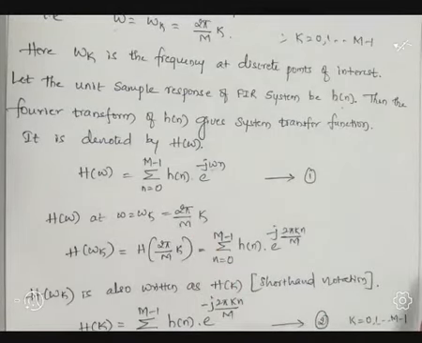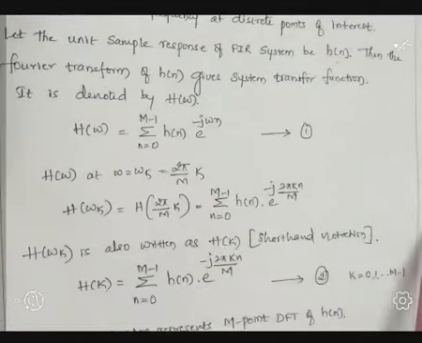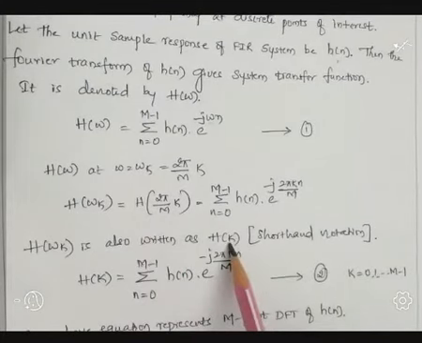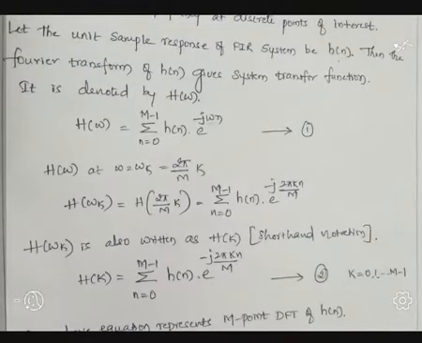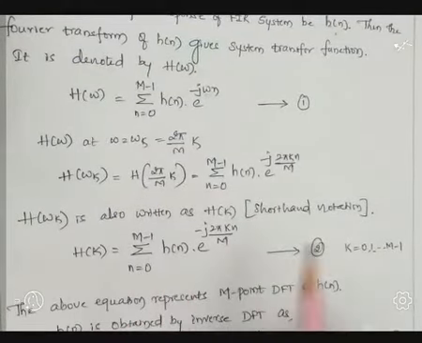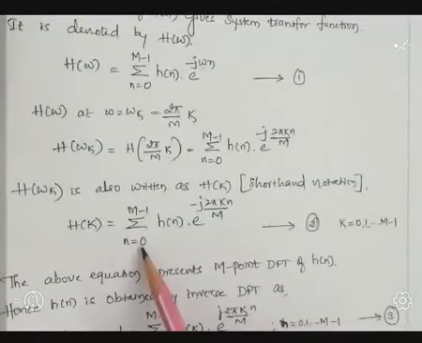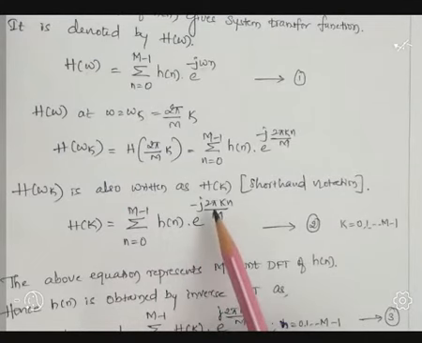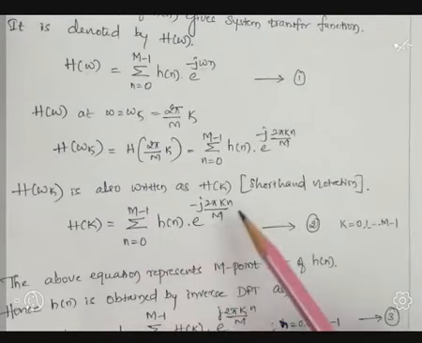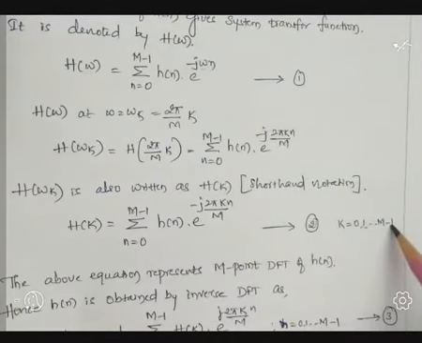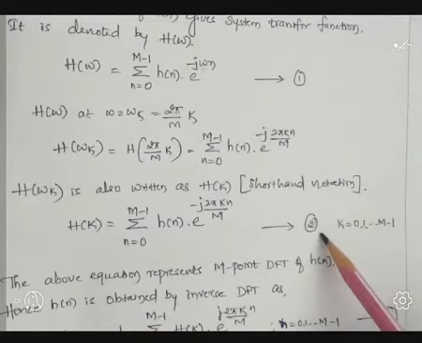Now, in shorthand, this term is represented by the notation k. There is no change in the meaning; it is simply the shorthand notation for the above term. Hence we rewrite the above equation as H of k equal to summation over n equal to 0 to m minus 1 of h of n multiplied by e to the power minus j 2 pi by m into k n, where the value of k varies from 0 to m minus 1. We represent this as equation number 2.